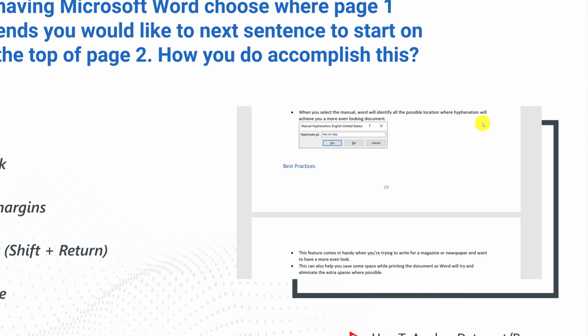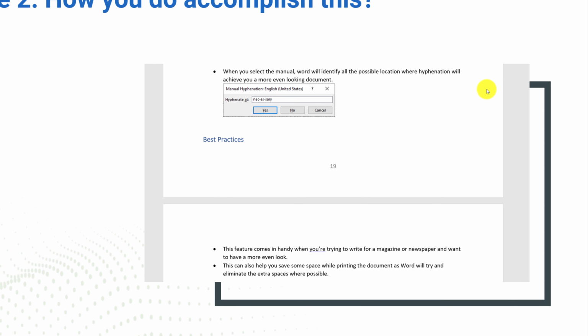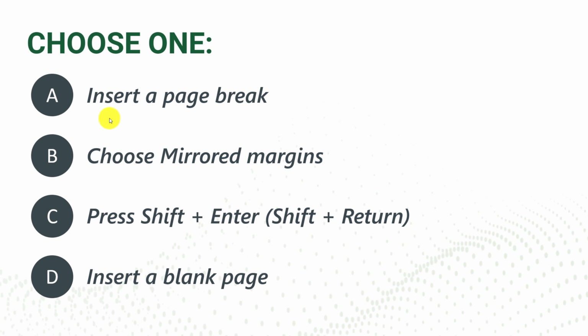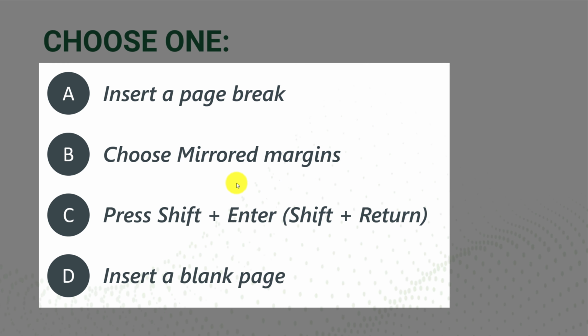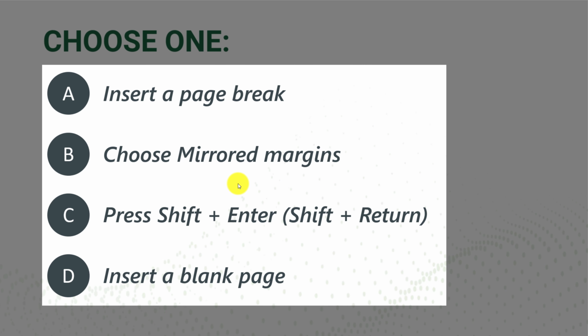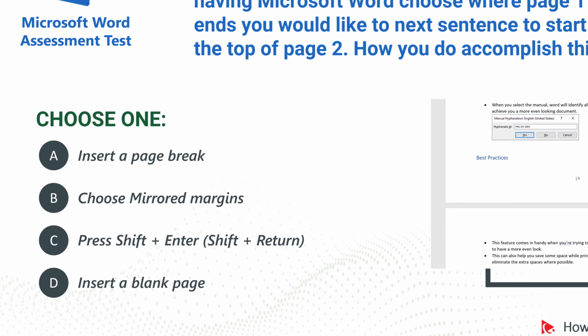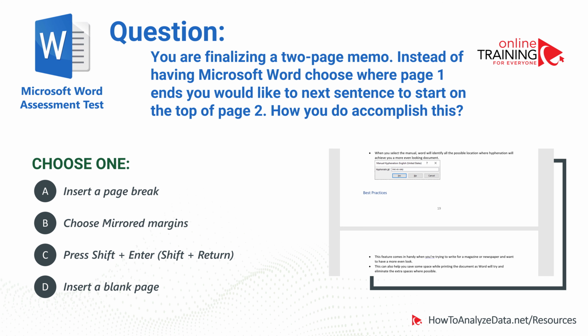You're presented with the screen print which shows a segment of 2 pages in a Microsoft Word document. And for example, you can choose best practices to start on the next page. You have 4 choices here. Insert a page break, choose mirrored margins, press Shift-Enter, Shift-Return, or insert a blank page. Which one do you think is the right answer here? Let's see if we can answer this question correctly together.